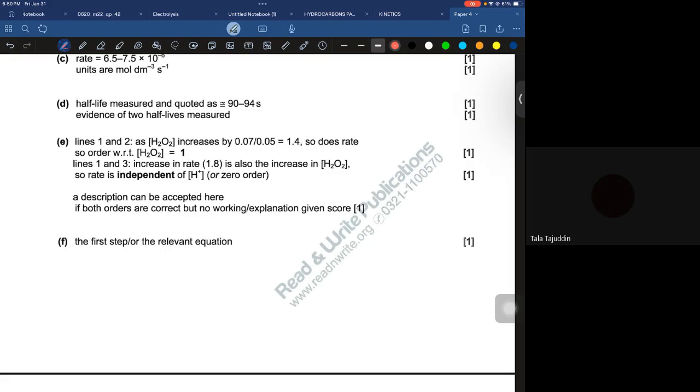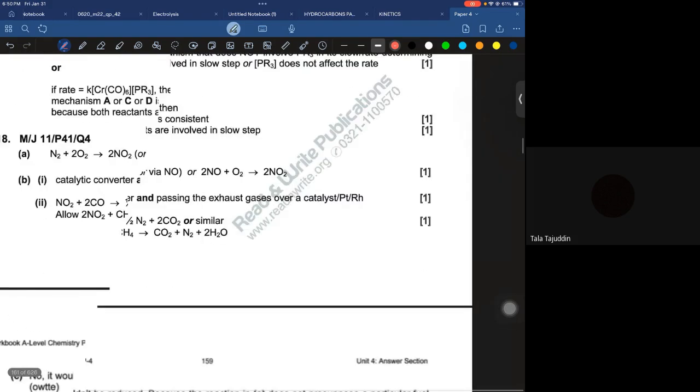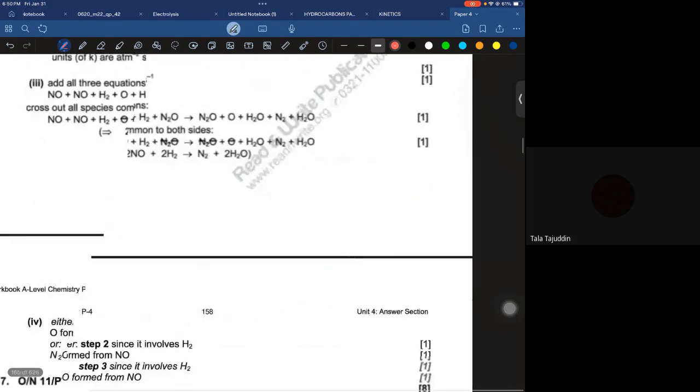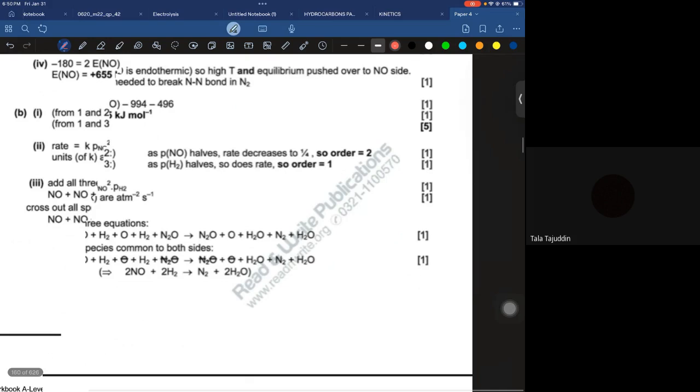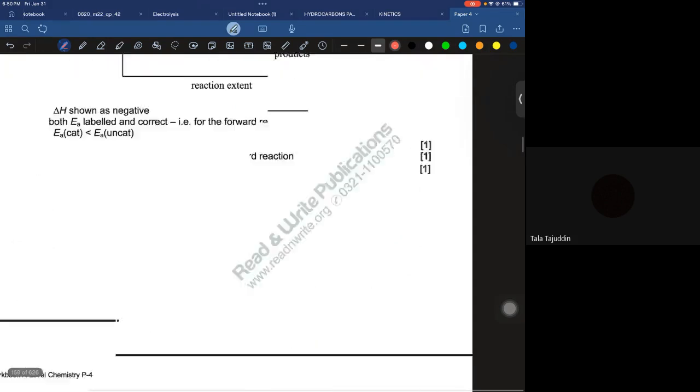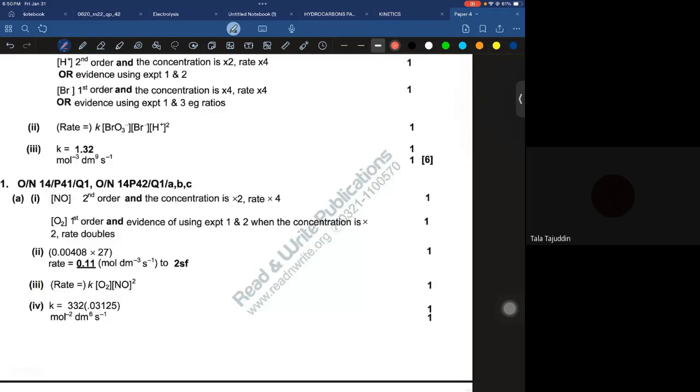But right now, you have to do some questions related to the order of reactions, and also how to find the rate equation, how to make a rate equation, and how to find the unit for the rate constant. Okay.